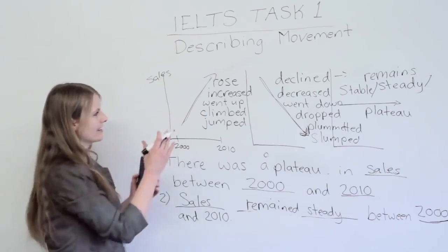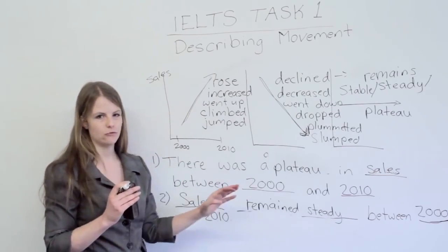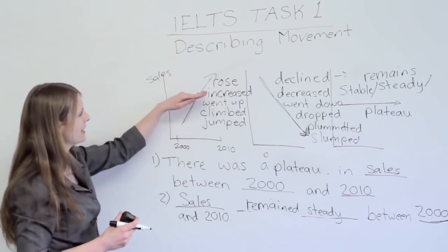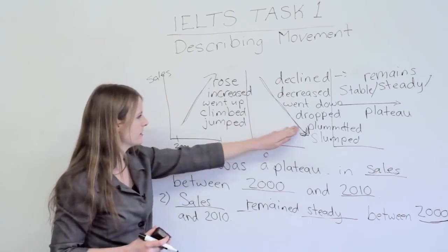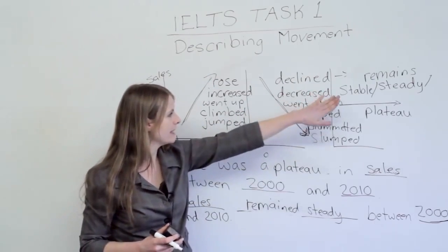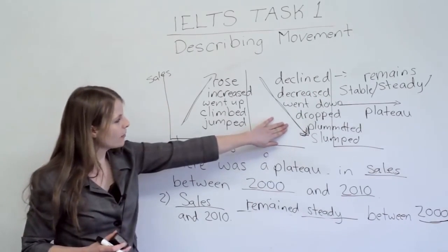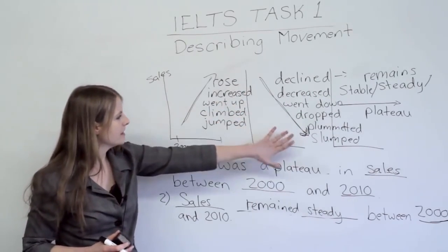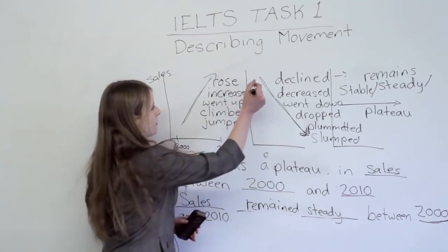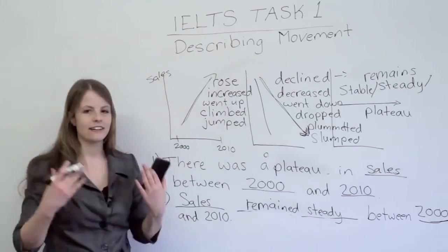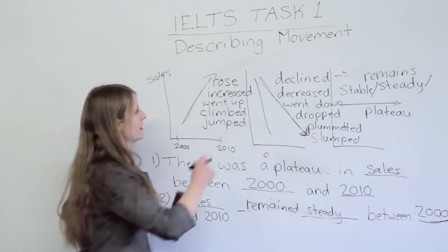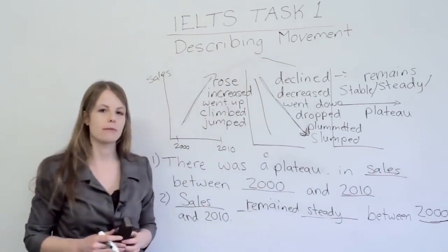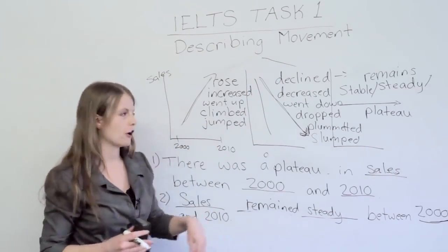So try to memorize, you don't have to memorize all of these. Choose a couple. Maybe use increased. Maybe use rose. Decreased, dropped. Remain steady. One thing I wanted to say as well with plummeted, I think I said this before, but it's a really steep drop. So if the decline is like this, that's not plummeting. Plummeting is a very steep drop.